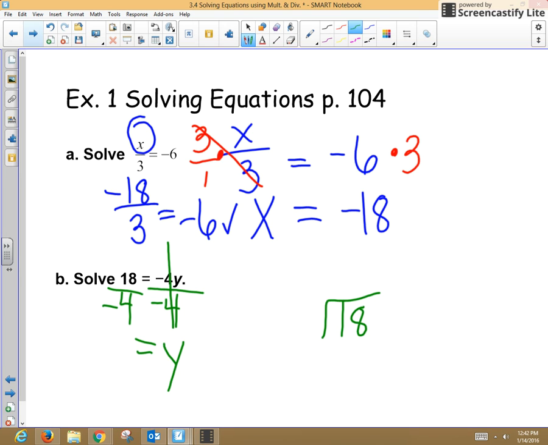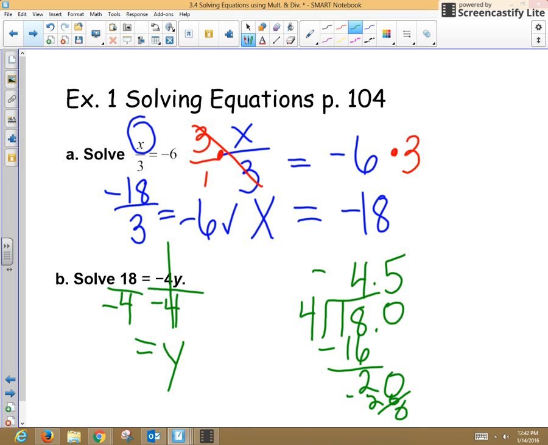And now we need to divide 18 by negative 4. So I'm going to work that out over here. Remember, it's negative, so I'm going to put the negative sign up there. 4 goes into 18 4 times. And I get 2 left over. So I'm going to add a decimal point with a 0. Bring it down. 4 goes into 20 5 times evenly. And our answer would be negative 4.5 equals y.